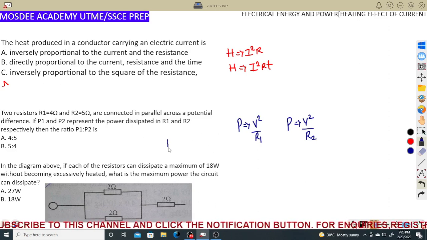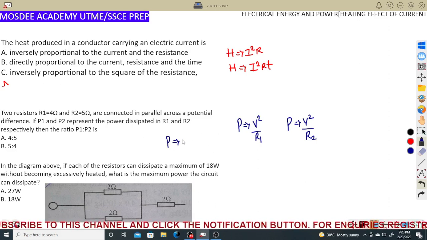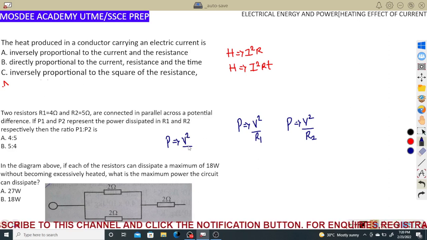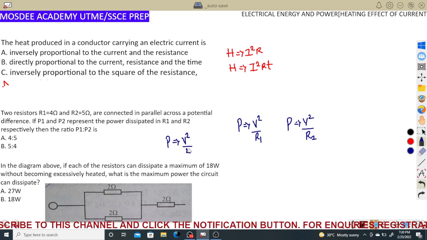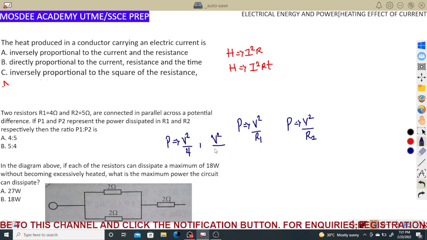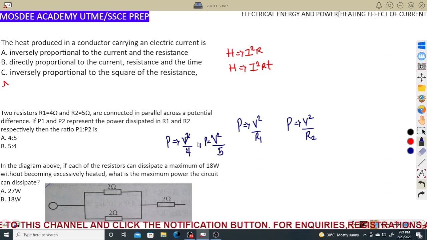Now, the first one will be power, which is equal to V squared divided by R. V is the same. What is R? The R we have is 4, across the potential. Then the second one is V squared over R2, where V squared is still the same voltage, over the second resistance, which is 5. I hope I'm not making any mistake. That's the second power.